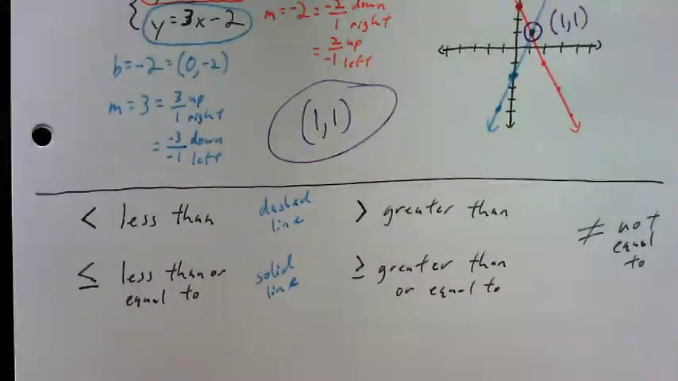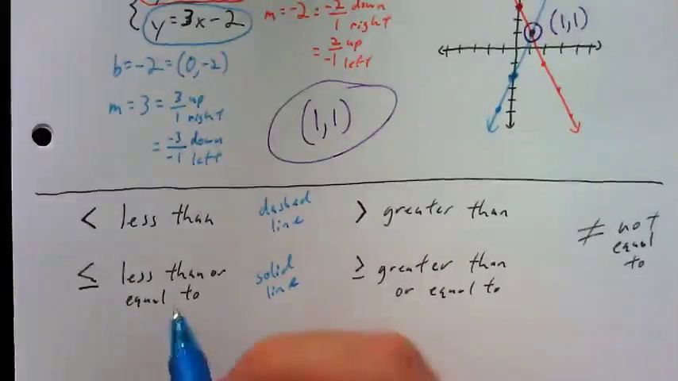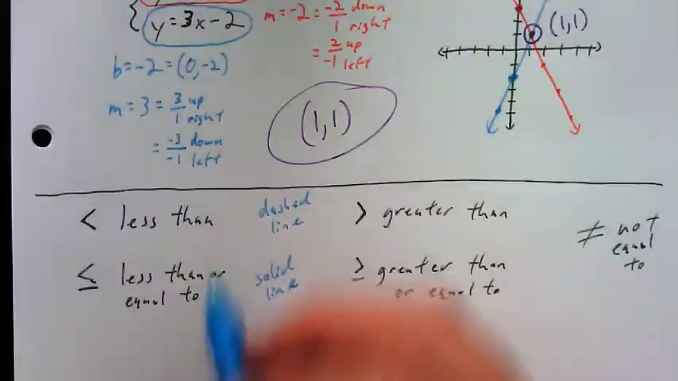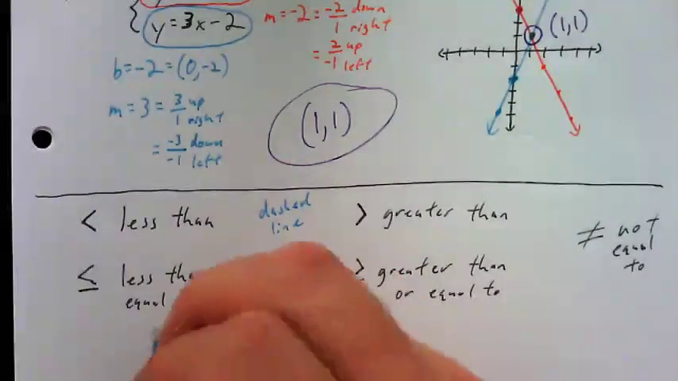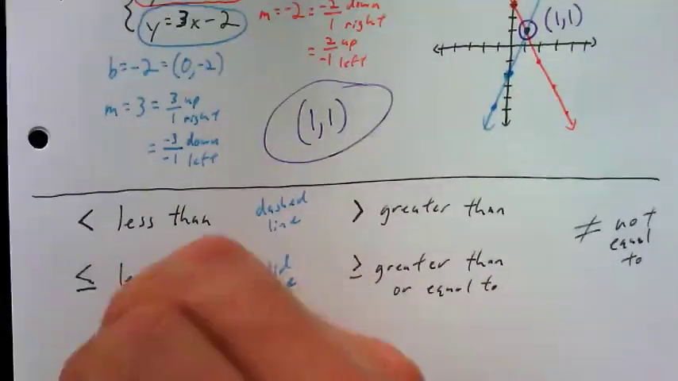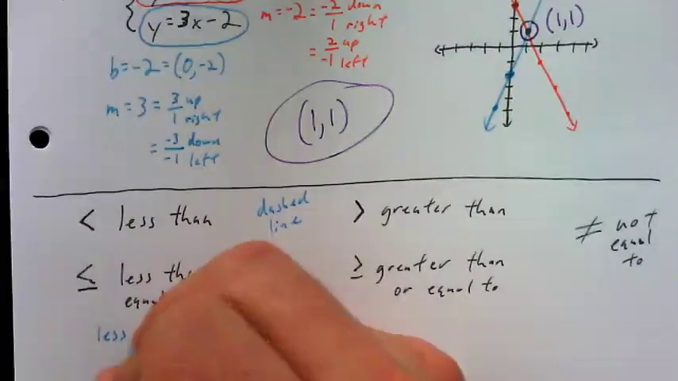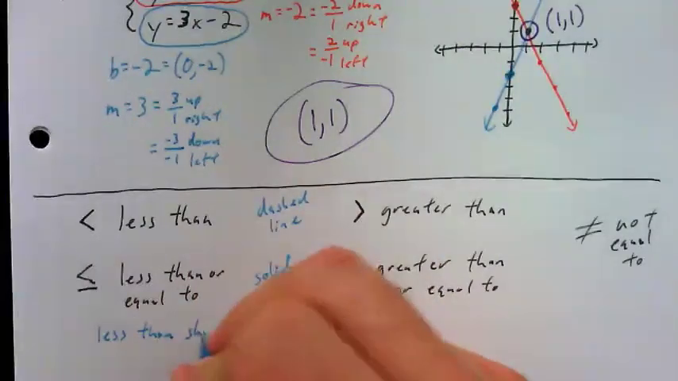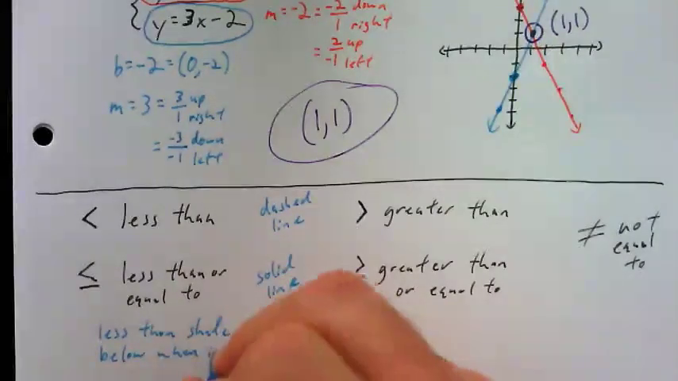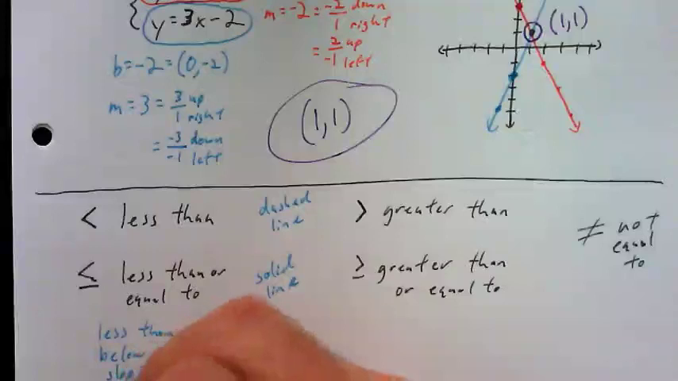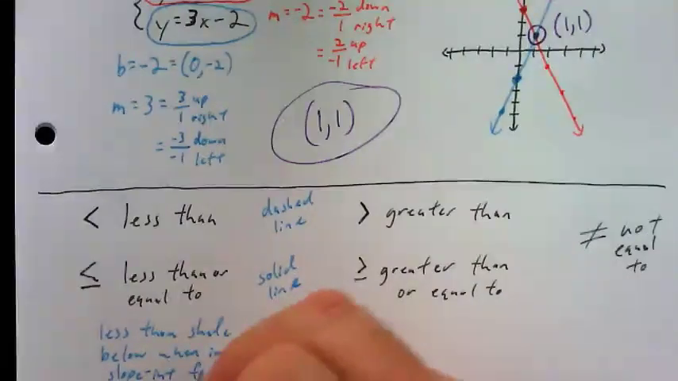Now, also, I like to graph in slope-intercept form. So, if we have either of these two, the ones that are less than, when we have our slope-intercept form, we're going to shade to what side of our line? Above or below? If it's less than. Below. So, in slope-intercept form, we can shade below the line. So, less than, shade below when in slope-intercept form.